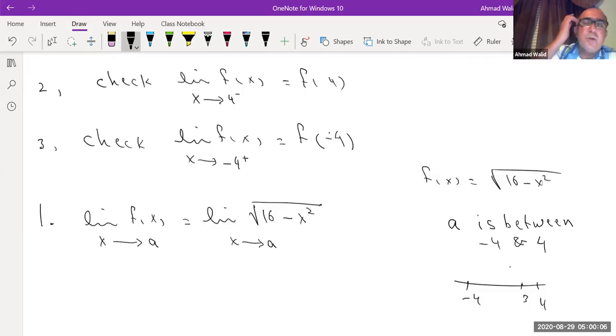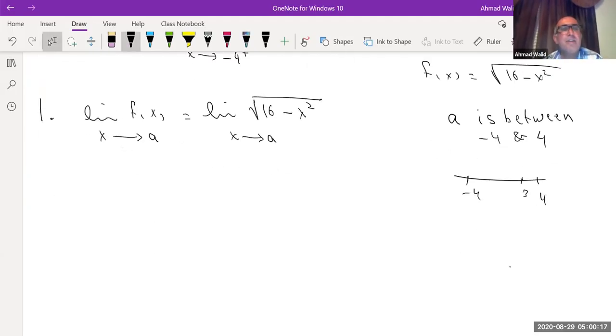The other night, I taught you direct substitution. Again, I remind you, if for example I have the limit of the square root of 16 minus x squared as x approaches 3, can I use direct substitution here? Can I easily find the limit? The answer is yes, because 3 is in the domain of this function.